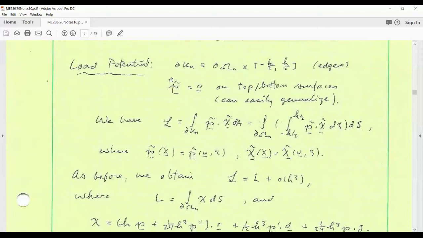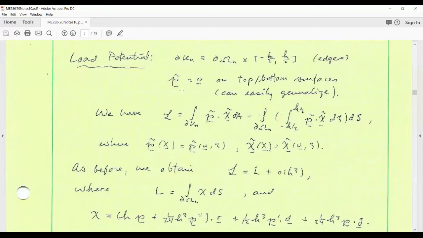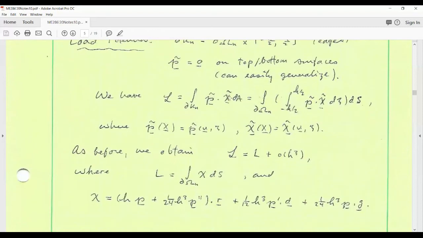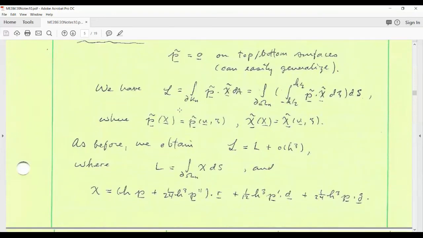And we've indicated, just by way of talking about a specific example, that we're assuming that the top and bottom surfaces of the plate are traction free. So we specify traction there, namely 0. So those are portions of the traction part of the boundary. We can easily generalize that, but we're simply trying to illustrate the ideas here. So we'll take the simpler example. So here's our load potential.